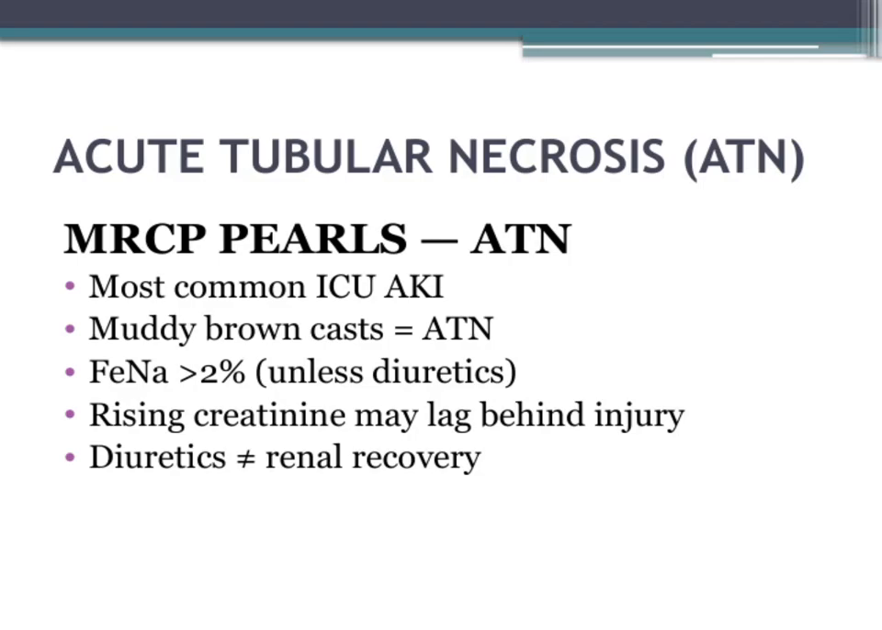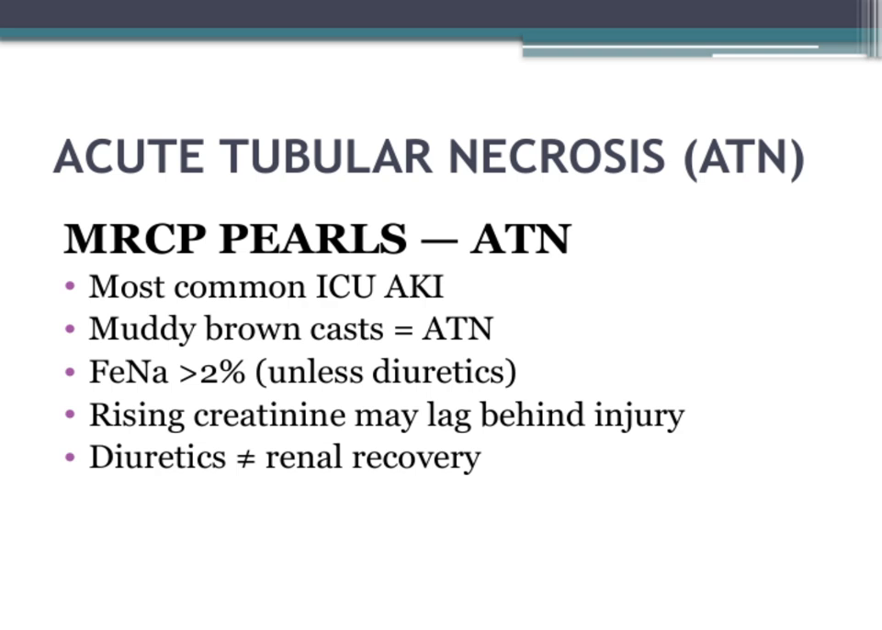Let's talk about the MRCP pearls regarding ATN, or acute tubular necrosis. It's actually the most common cause of ICU-acquired acute kidney injury. When you see muddy brown casts in the urine, that's a classic sign pointing toward ATN.